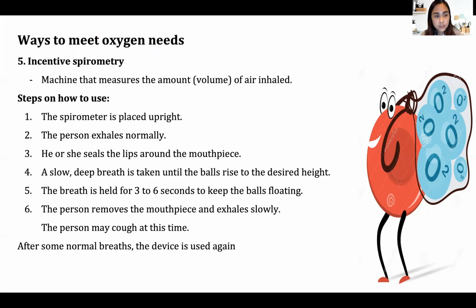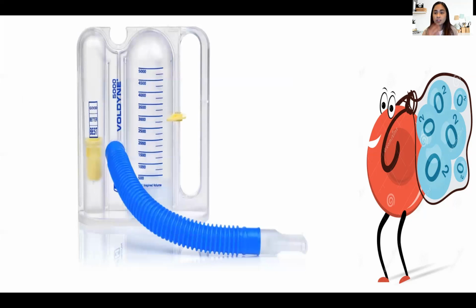Next, another way to meet oxygen needs is incentive spirometry. So incentive spirometry, the machine that measures the amount of air inhaled. Okay, if you see this, it is called incentive spirometry. Incentive spirometry is very helpful for those patients who are post-operative because it will expand the lungs. Because if you are operated on and you receive anesthesia, the tendency is it will collapse your lungs. So to expand your lungs again, you need an incentive spirometer.